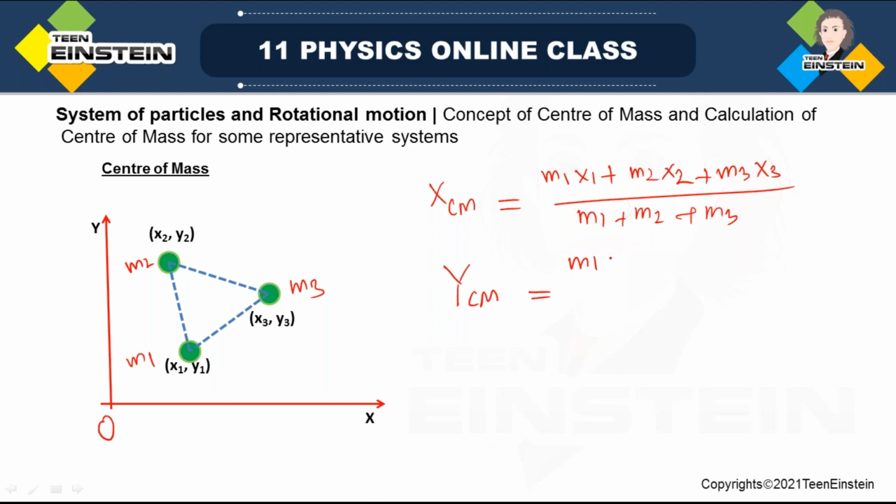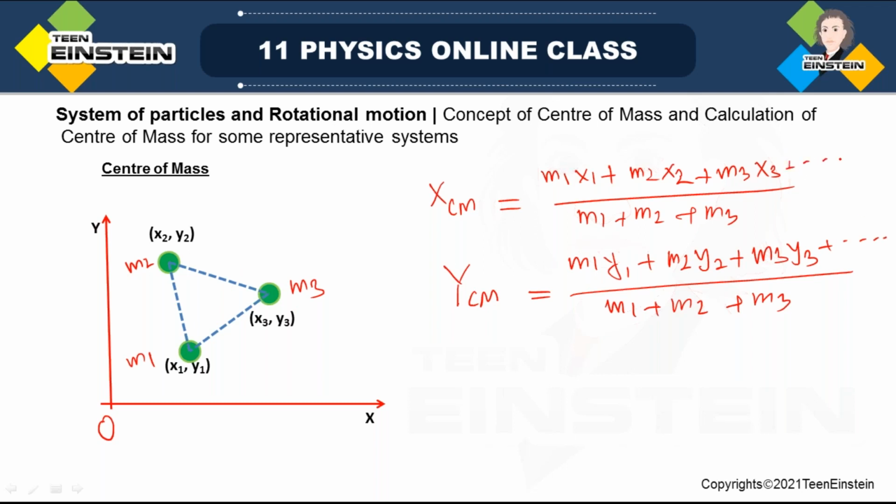So you have to write ycm also. In a similar manner, you can write m1 y1 plus m2 y2 plus m3 y3 divided by m1 plus m2 plus m3. If you have n number of such particles, then you have to go up to n coordinates. You can go up to n numbers of such masses and their respective coordinates.